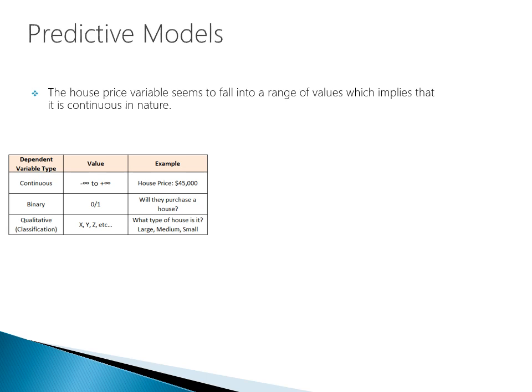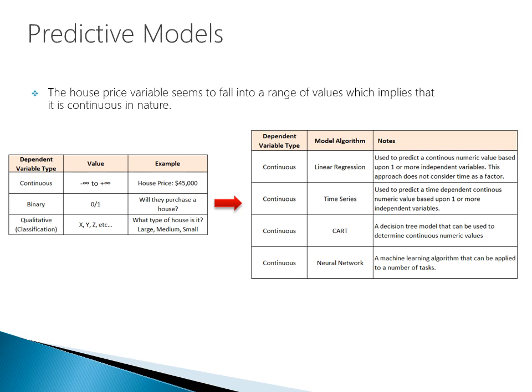A qualitative variable is one which has multiple levels and could be a description of a product. It could be product A, B, C. What type of house is it? Is it large, medium, or small? So we have to understand which bucket our dependent variable falls in.